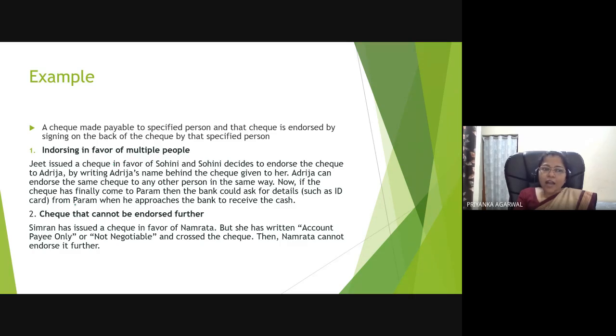And how can the check not be endorsed further? Suppose in case of an account payee check, Mr. A is giving a check to Mr. B, and he has mentioned on the front account payee, or has drawn two lines. So what that means is that it is an account payee check, and now only Mr. B will receive that amount. It will not be further endorsed.